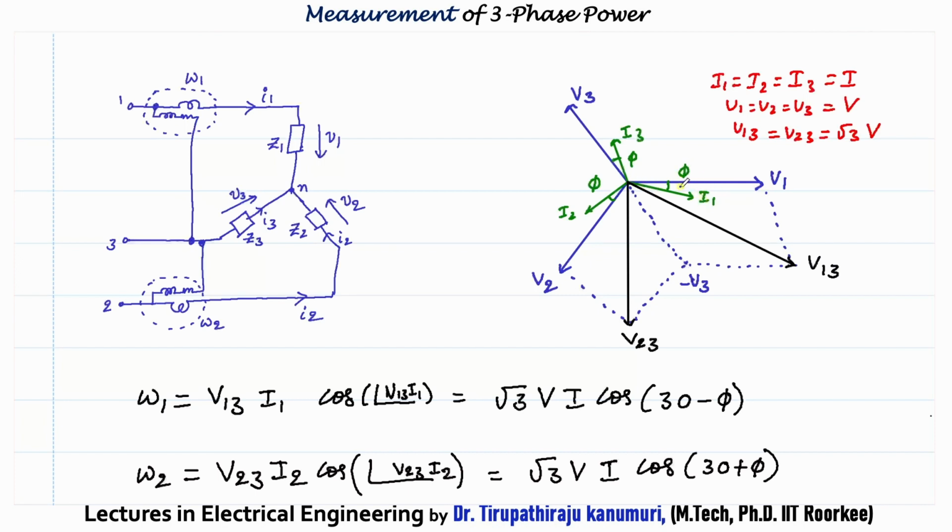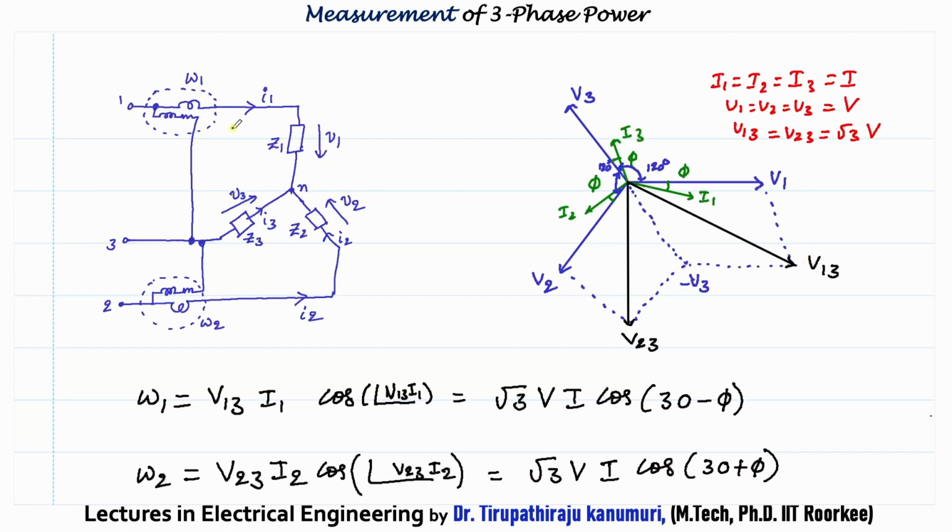That is I1. Now V2 will be lagging behind V1 by an angle of 120 degrees. That means between any 2 phases, the angle will be 120 degrees. Same thing is the case here, this also will be equal to 120 degrees. So now I want to calculate V13. How will I calculate V13?